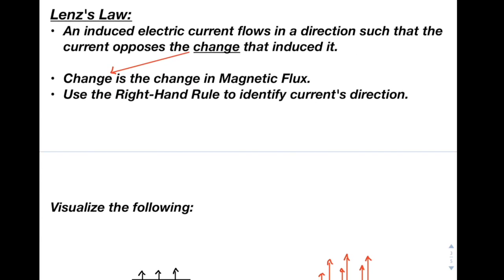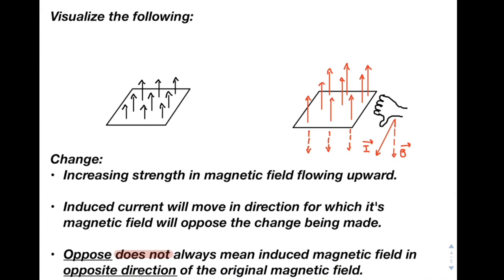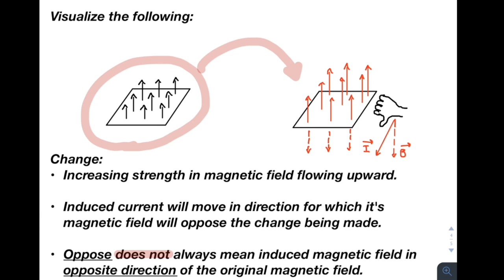So we're going to consider the following diagrams. We can visualize a loop here on the left, and we have a certain value of strength for the magnetic field coming upward through the loop. From this first image to the second, we are increasing the magnetic field strength traveling upward through the loop. So we know that if we change the value for magnetic field strength, which we are doing, we're increasing, then we are going to induce a current.